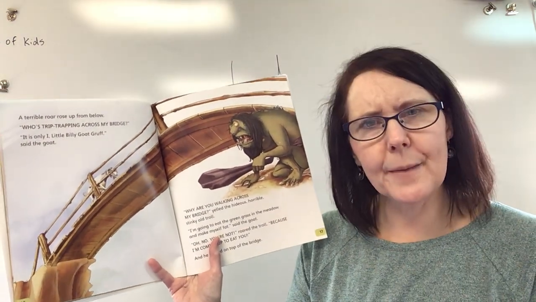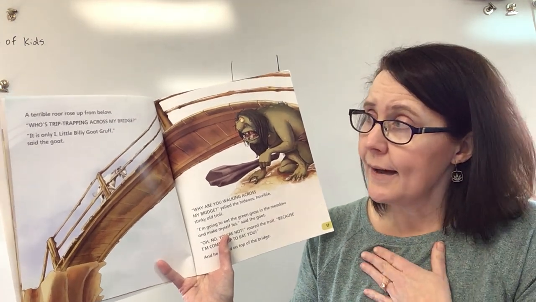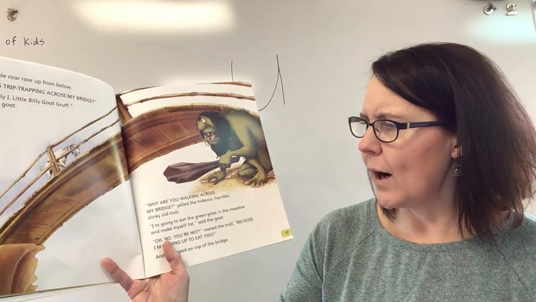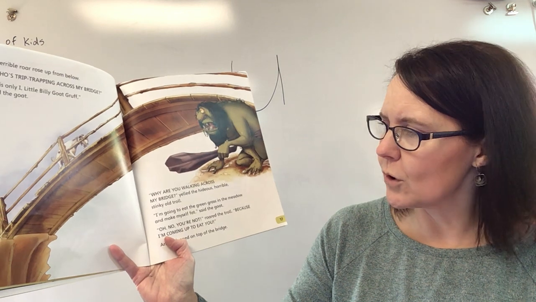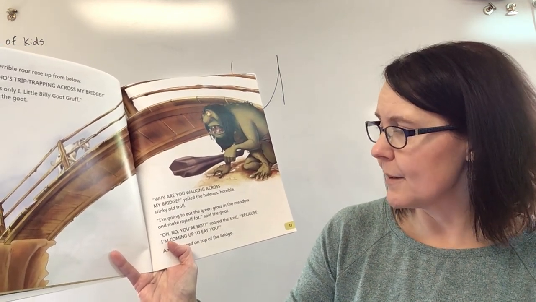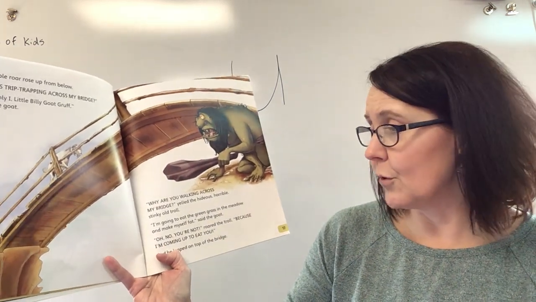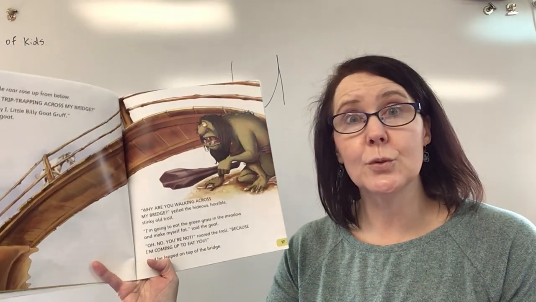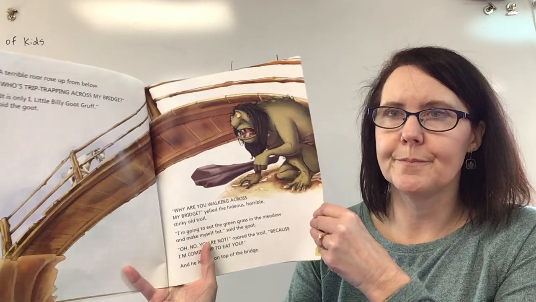Who's trip-trapping across my bridge? It's only I, Little Billy Goat Gruff, said the goat. Why are you walking across my bridge? Yelled the hideous, horrible, stinky old troll. I'm going to eat the green grass in the meadow and make myself fat, said the goat. Oh, no you're not, roared the troll, because I'm coming up to eat you. And he leaped up on top of the bridge.